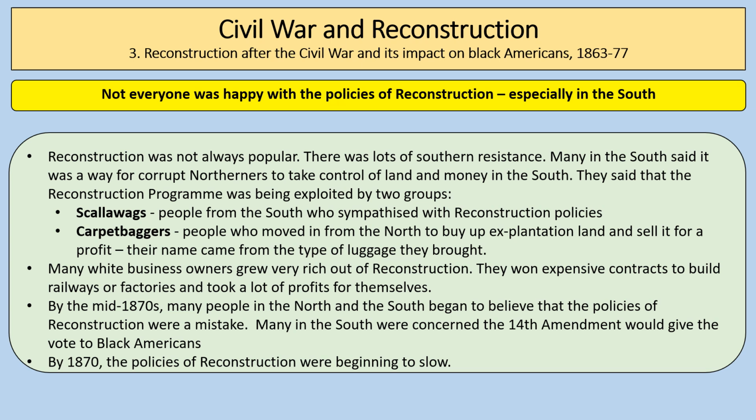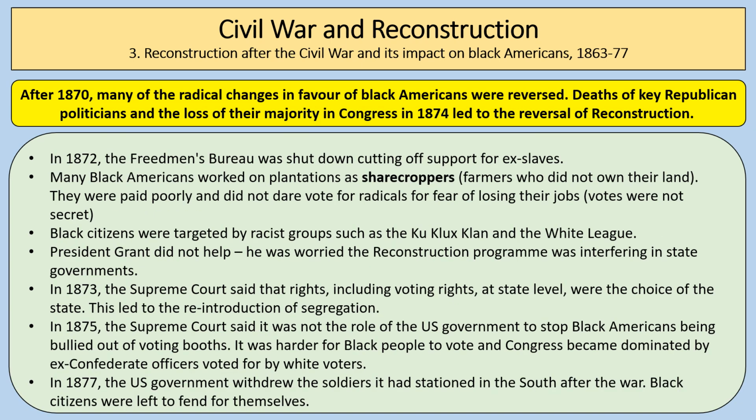Now, many white business owners grew very rich out of Reconstruction. They won expensive contracts to build railways or factories and took a lot of profit for themselves. By the mid-1870s, many people in the north and the south began to believe that the policies of Reconstruction were a mistake. Many in the South were concerned that the 14th Amendment would give the vote to Black Americans. So by 1870, the policies of Reconstruction were beginning to slow down.